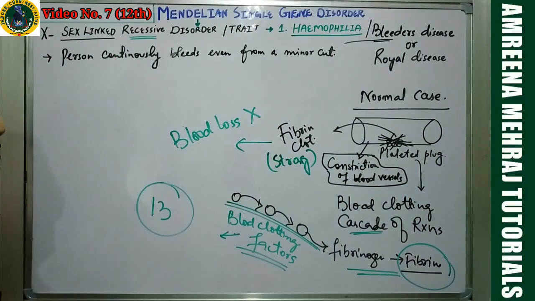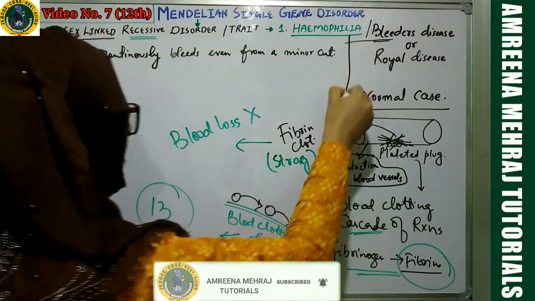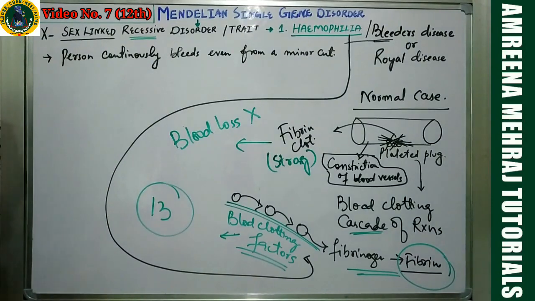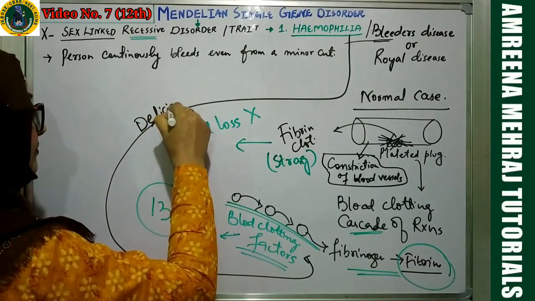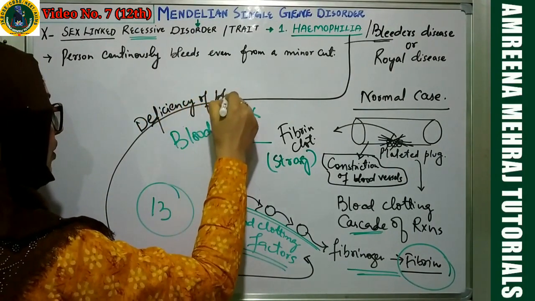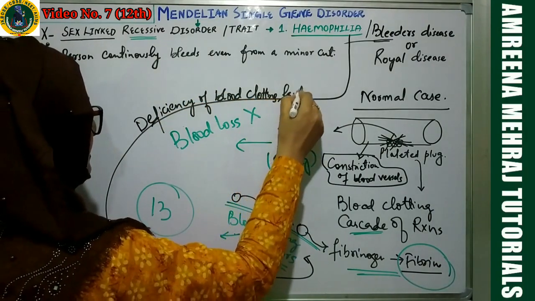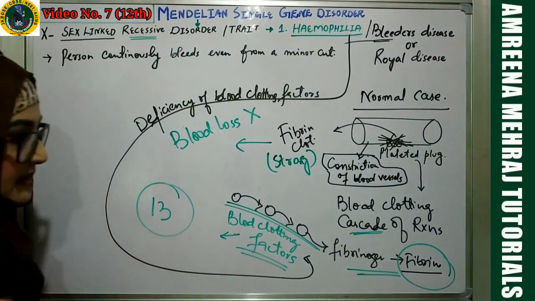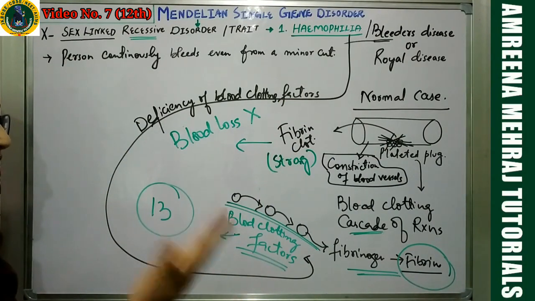Now, what is the problem in case of hemophilia? What is the problem? There is a problem with the blood clotting factors. You basically have a kind of deficiency of blood clotting factors. Now the question arises, ma'am, is it like all the 13 blood clotting factors are not present in this individual? No. There are certain blood clotting factors which are not present. Accordingly, you have the types of hemophilia.